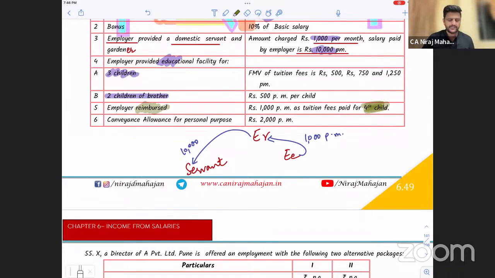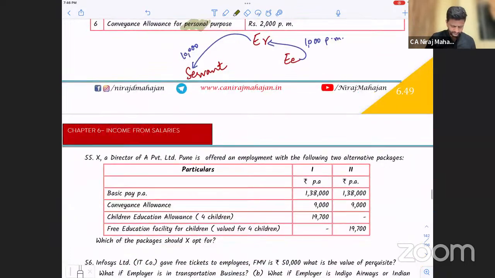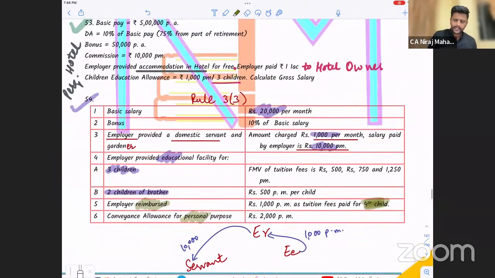Conveyance allowance for personal purpose is rupees 2,000 per month, but it is personal purpose. Clear till here? We'll calculate, bachcho, the gross salary or whatever, taxable income. Calculate taxable salary. Ready, everybody? Okay, till here, all of you?